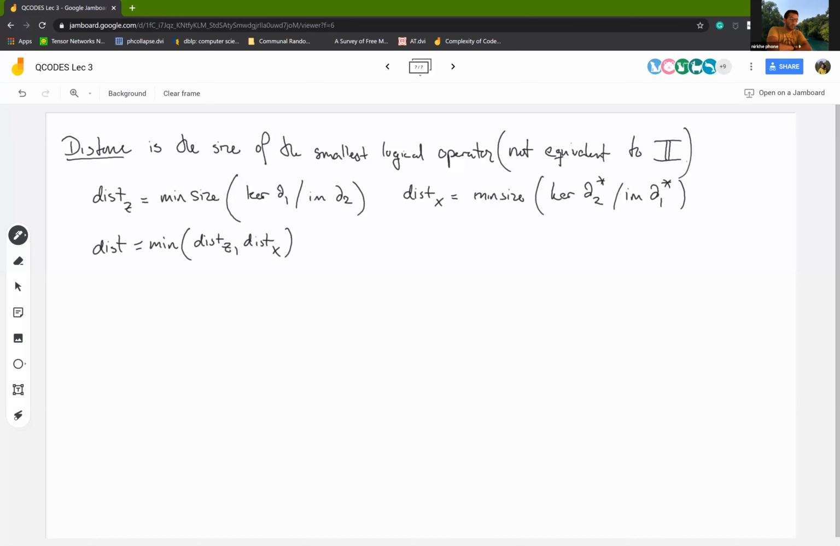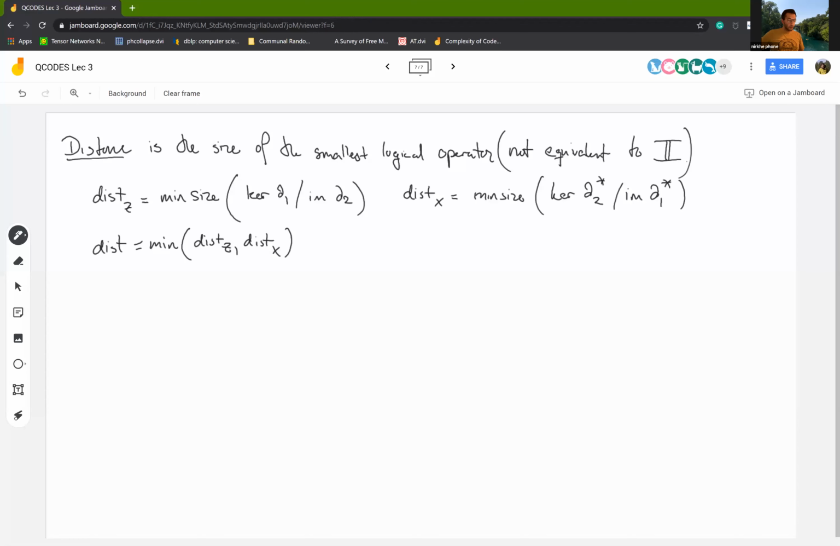And the distance is going to be the minimum of this distance Z and this distance X. Why this is exactly the case is not too hard to see. If you had a logical operator which is small, you can always break it up into its X part and Z part, and you can look at them separately. Everything is of an X type or Z type, so we can break stuff up very nicely.